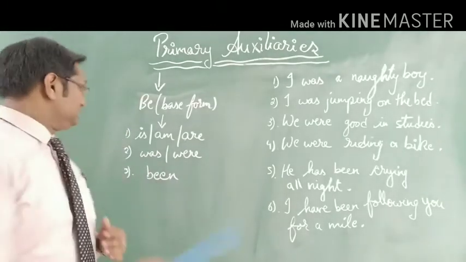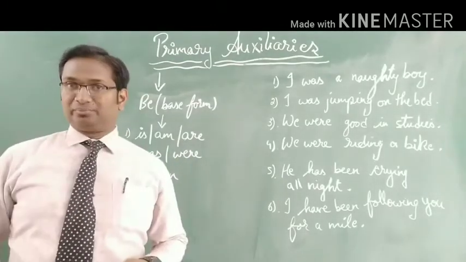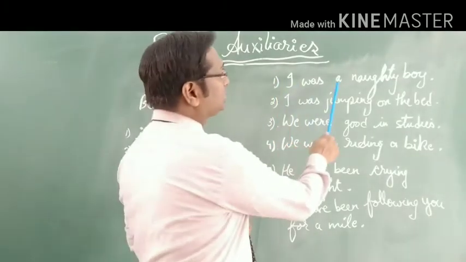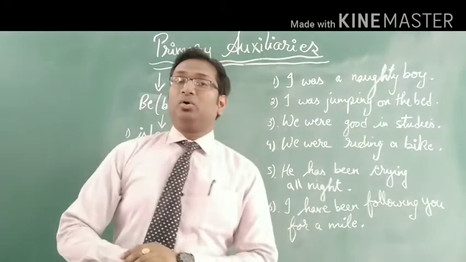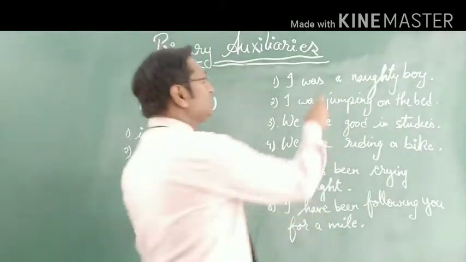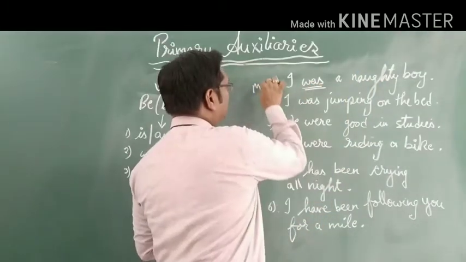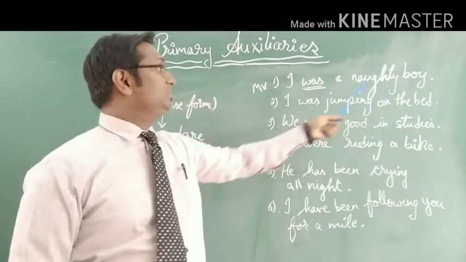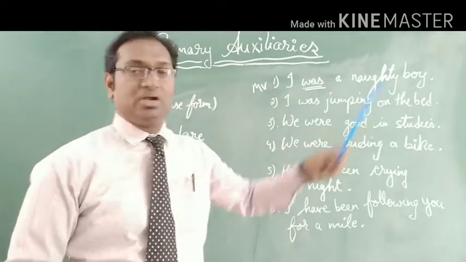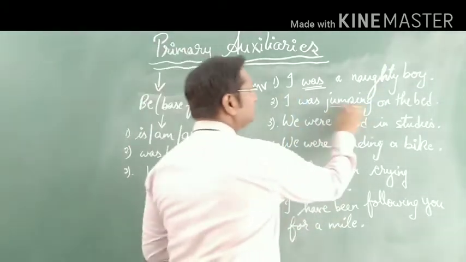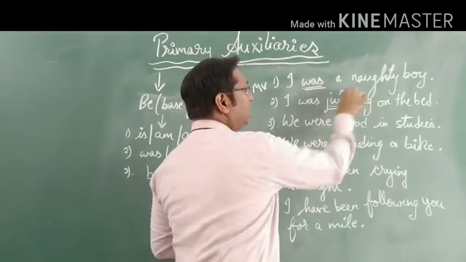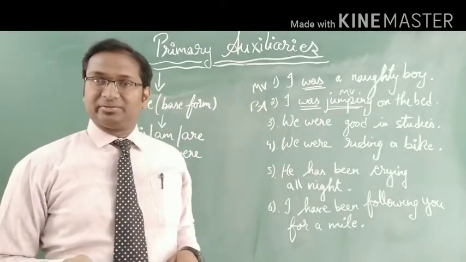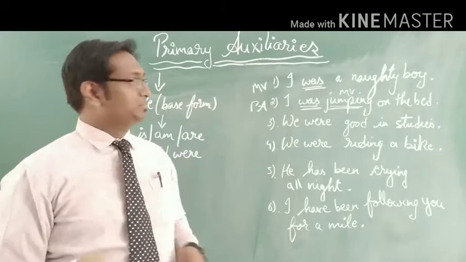Now next is the was verb form. See the examples. I was a naughty boy. Now over here was is your main verb because, same, we don't have any other main verb. Second, I was jumping on the bed. Here jumping is your main verb and was is your primary auxiliary, that is helping verb.